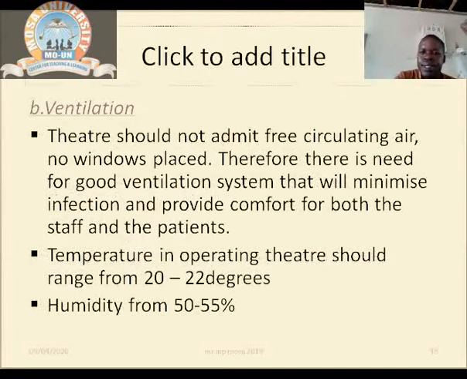Theater should not admit free circulating air, no windows pressed. Therefore, there is need for a good ventilation system that will minimize infection and provide comfort for both the staff and the patient. So the ventilation in theater has to be controlled. It has to be good to prevent infections for both the members of staff as well as the patients. Temperature in operating theater should range between 20 to 22 degrees, and the humidity should range between 50 to 55.